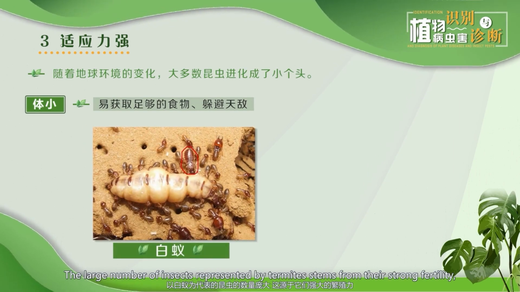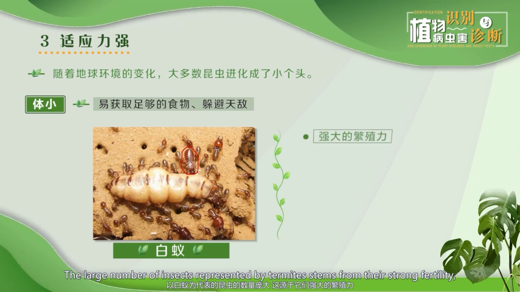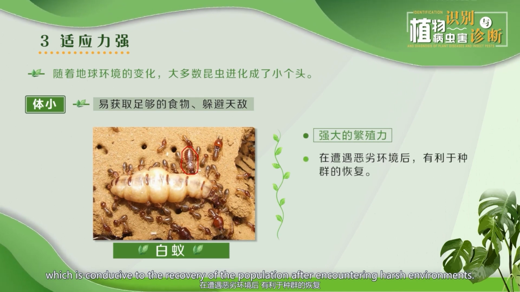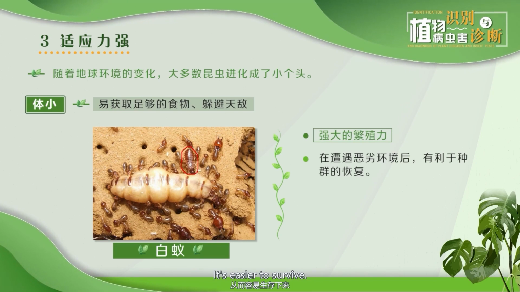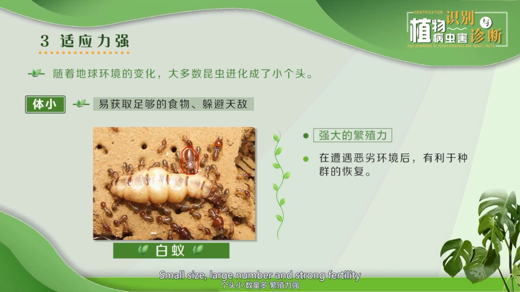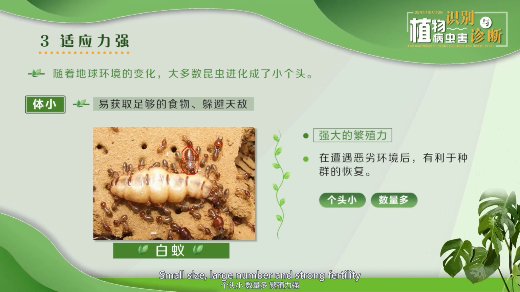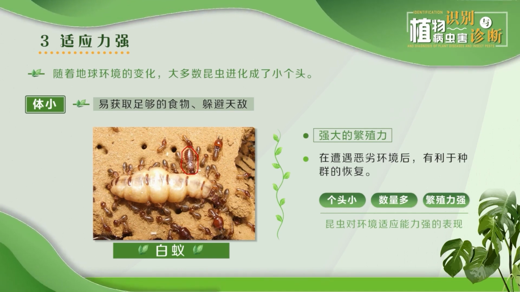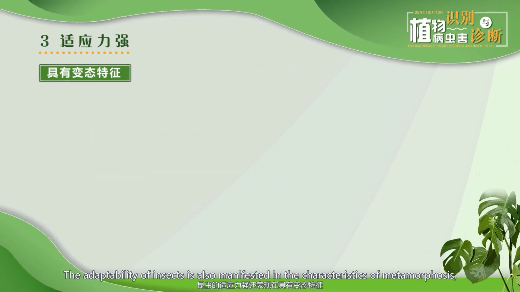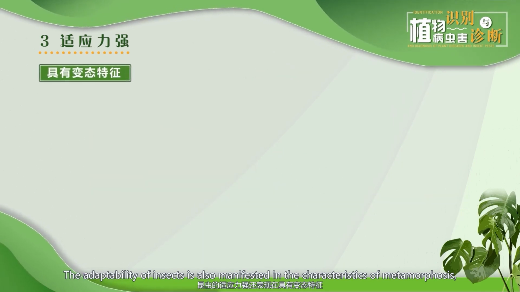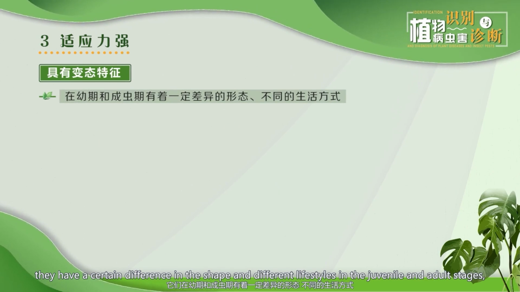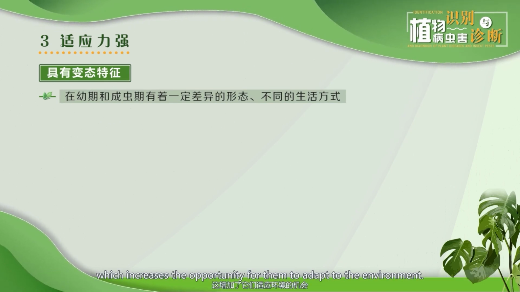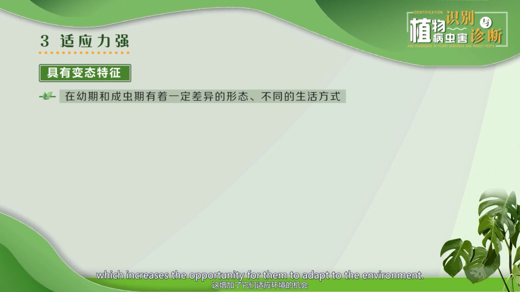The large number of insects represented by termites stems from their strong fertility, which is conducive to the recovery of the population after encountering harsh environments. It's easier to survive. Small size, large number, and strong fertility are the performance of insects' strong adaptability to the environment. The adaptability of insects is also manifested in the characteristics of metamorphosis. They have a certain difference in the shape and different lifestyles in the juvenile and adult stages, which increases the opportunity for them to adapt to the environment.